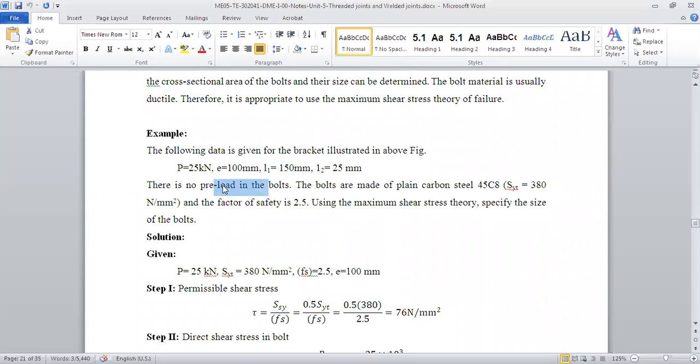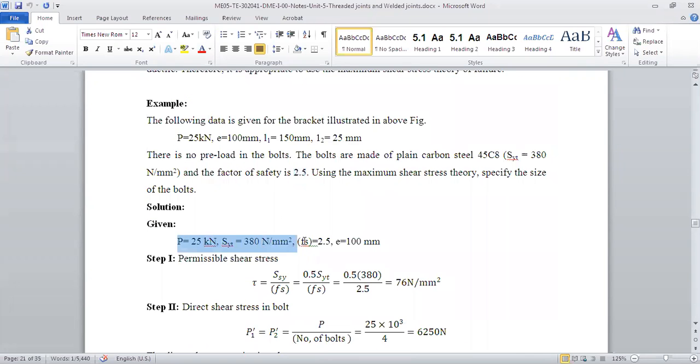There is no preload. If there is preload, we just have to add it to the load. In this case no pre-stress is given. The bolts are made of plain carbon steel 45C8, so SYT is given. We know that SYT upon factor of safety will be your allowable tensile stress, and multiplied by 0.5 will be allowable shear stress.